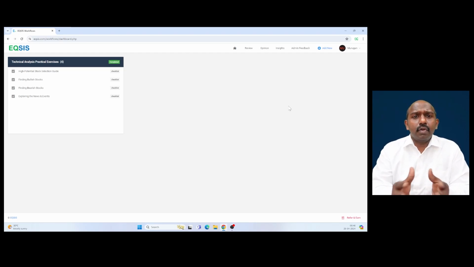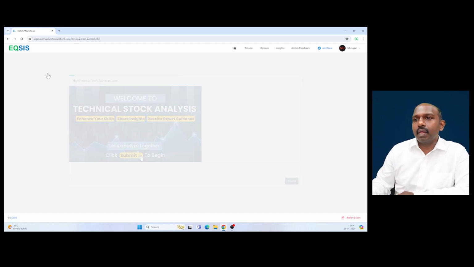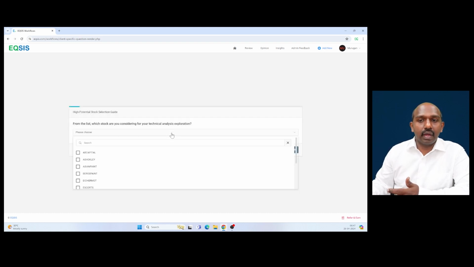In this session, we will be looking at the list of high potential stock and we're going to pick up Asian Paints to review them on technical analysis. Let's quickly get started. To access the high potential stock, you have to hit the first task here. Once you get into it, you have to submit to get started here. And then it populates you the list of high potential stock as per EQSIS.